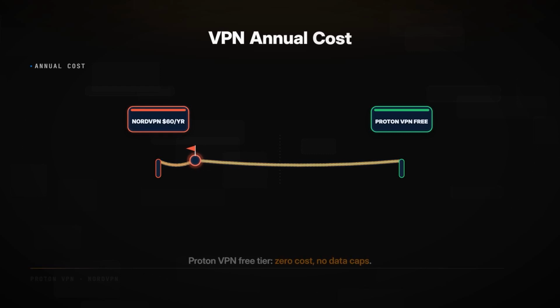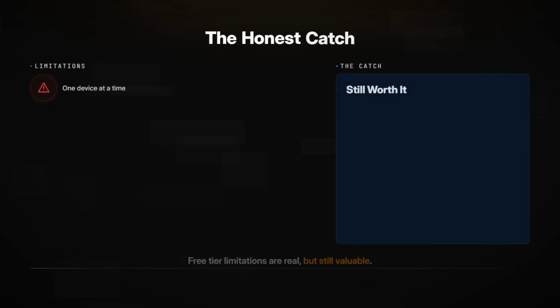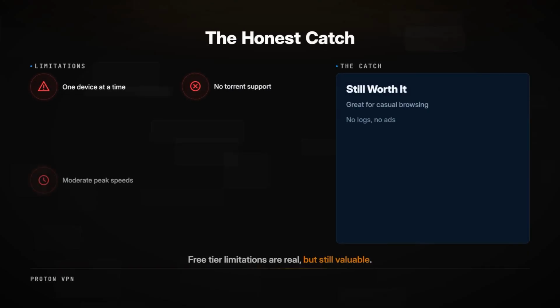NordVPN costs $60 a year. ProtonVPN's free tier has no data caps, no logs, and no ads. For most users, it's more than enough. The honest catch with ProtonVPN's free tier? It's limited to one device at a time. No torrent support. Speeds may be moderate during peak hours.